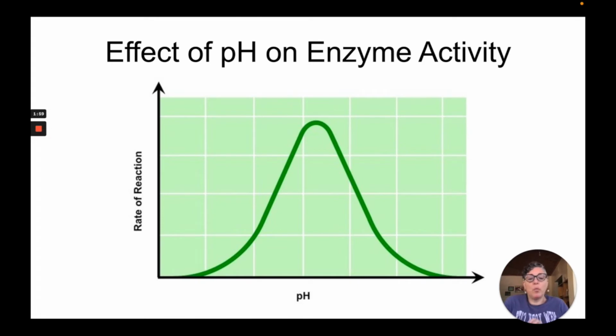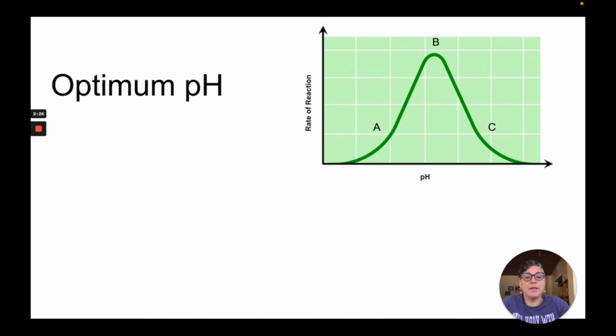All right, so when we're looking at pH on enzyme activity, we will see a graph that looks like this, where we have pH range and then the rate of reaction. And there are 3 points on this graph that we will be discussing, A, B, and C. We will discuss B first and then points A and C together, just because the same thing is happening in both of those particular points on the graph. All right, so point B, which we call optimum pH, and the pH can range from 1 to 14.